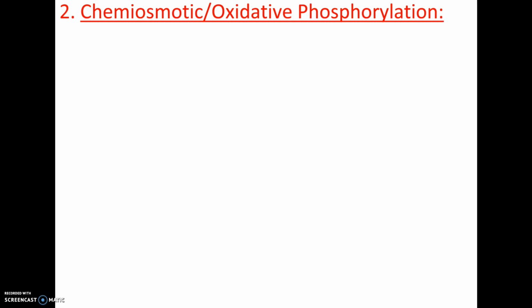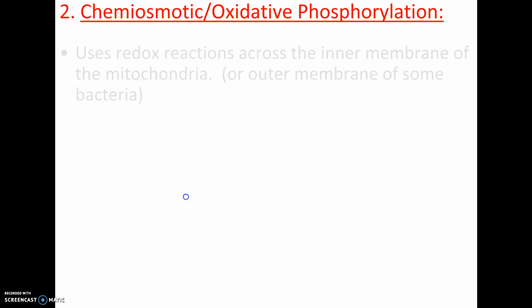And this second way, chemiosmotic or oxidative phosphorylation, is sort of like a farmer on a big farm. He's got machines to harvest the corn, and they can harvest lots and lots of corn at one time. Well, that's the way ATP is going to be made in chemiosmotic or oxidative phosphorylation.